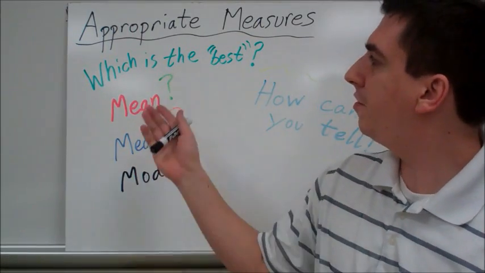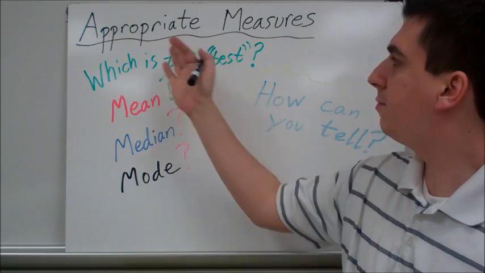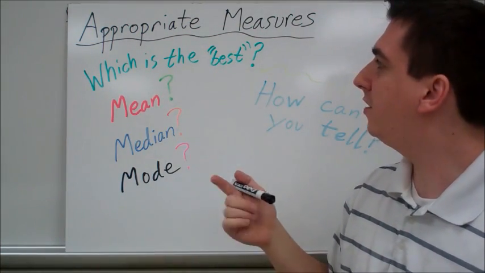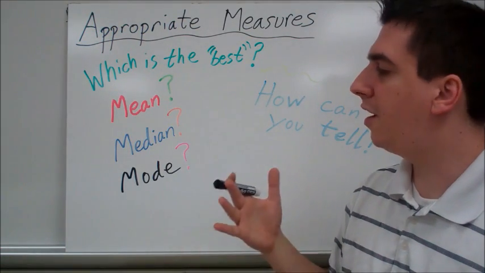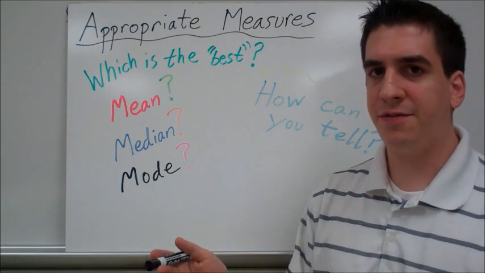Hi math friends, today we're going to be talking about appropriate measures. This is kind of a confusing title, but appropriate means what is the best, and measures means what is the best thing to look at to interpret our data in a graph or a chart that we have. So we're going to see what's the best for our data.